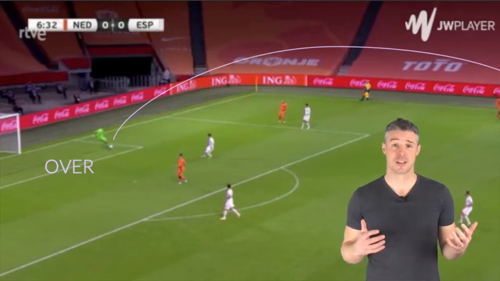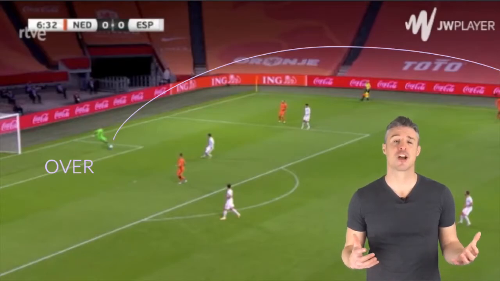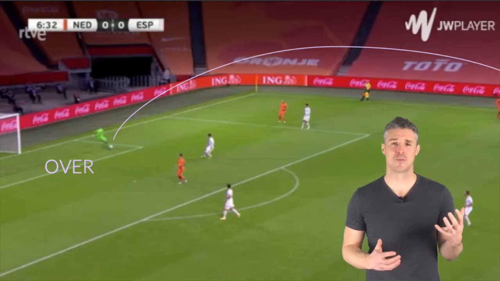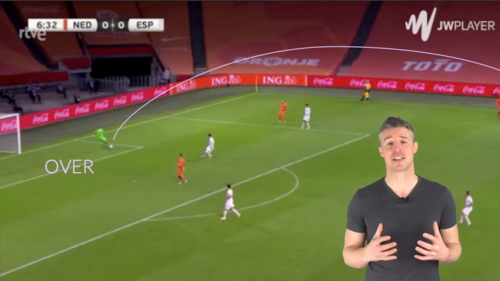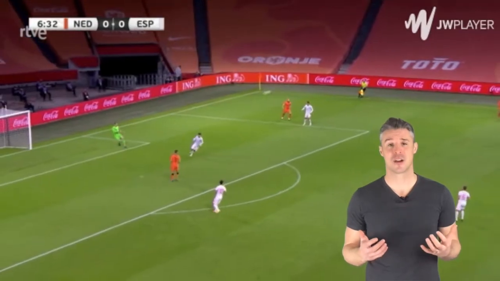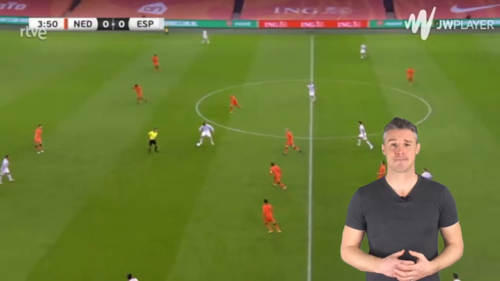Sometimes this approach to penetration is derided as long ball football, ugly football, and something that hasn't been coached properly. However, when we see teams counter-attack from deep and see strikers exploit the space in behind, you could argue that going over is an incredibly effective way to penetrate.